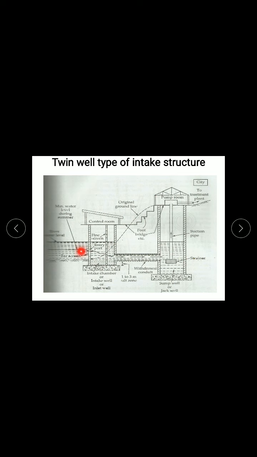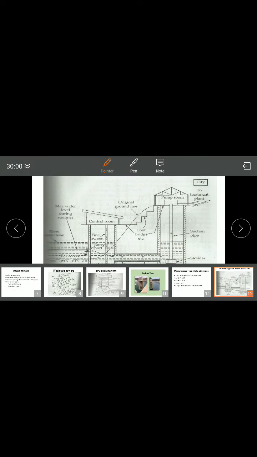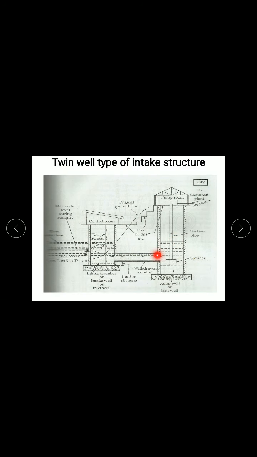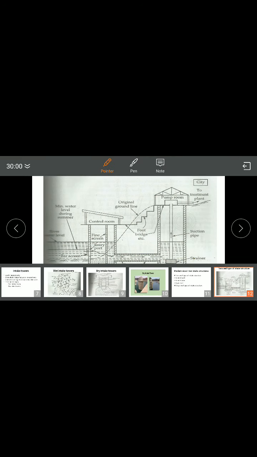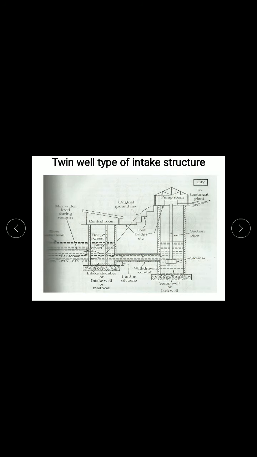Water enters into the port and is collected here, and through the inlet pipe it enters into the jack well. From the jack well, by using the pump, it is sent into the water treatment unit. You can also see one strainer here. This strainer is used to avoid particles that escaped from the bar screen, and any fish, if present. That is why the strainer is put. So this is the working of the intake structure.